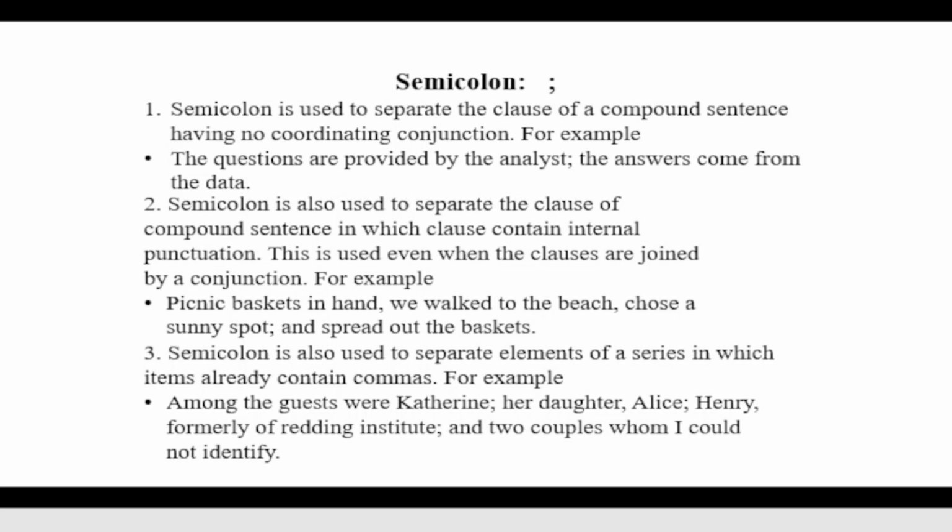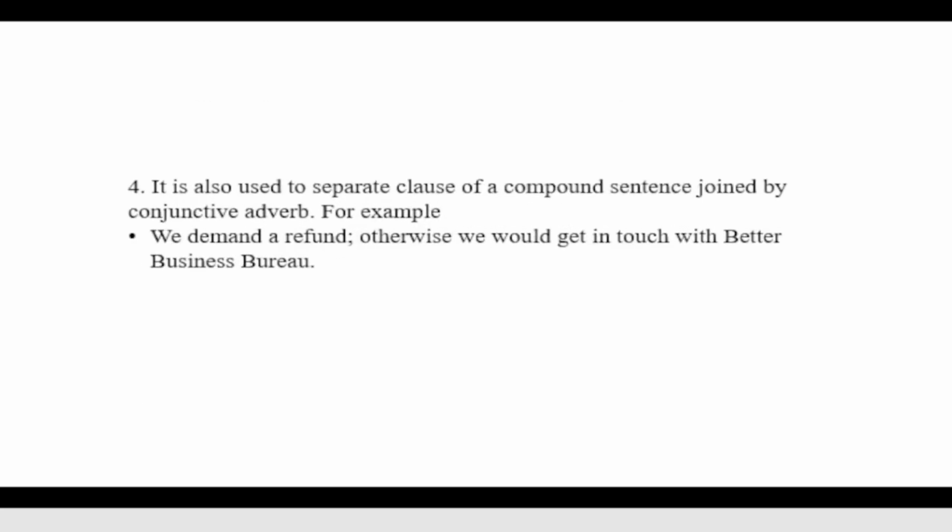3. Semicolon is also used to separate elements of a series in which items already contain commas. For example, among the guests were Catherine, her daughter; Alice; Henry, formerly of Reading Institute; and 2 couples whom I could not identify. 4. It is also used to separate clauses of a compound sentence joined by a conjunctive adverb. For example, we demand a refund; otherwise, we will get in touch with the Better Business Bureau.